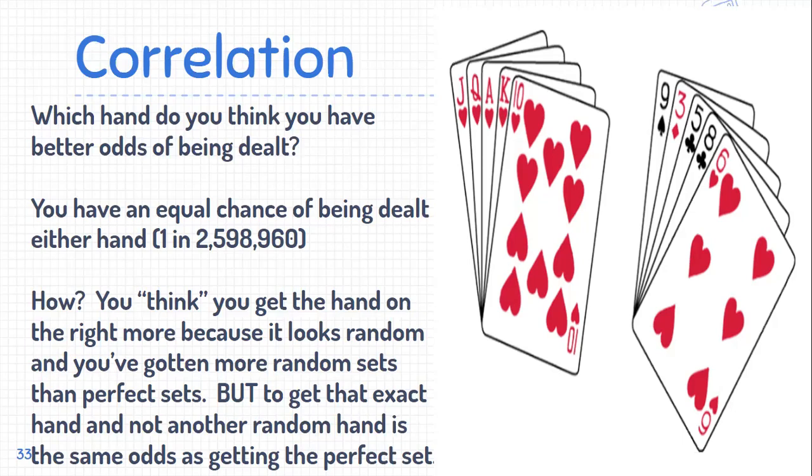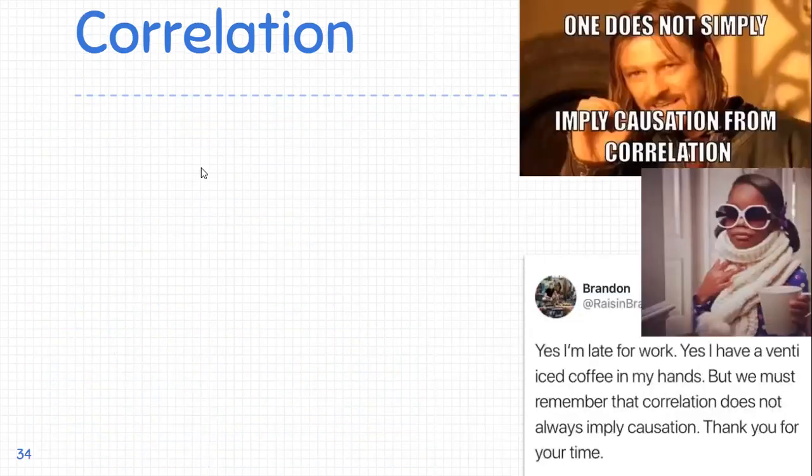So anyway, like I said, the odds are 1 in 2.5 million, which is pretty crazy that I could do that. So needless to say, if I had a deck of cards, I'm probably not going to do it. You think you get the hand on the right more because it looks random, and you've gotten plenty of random sets, but to get those exact cards, those exact numbers, and those exact suits in that exact order is not random at all. And it's the same as if you wanted that. Does that kind of make sense? Okay. So that's an example of an illusionary correlation.